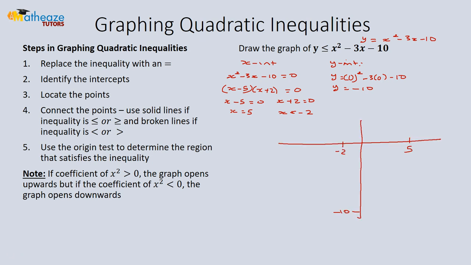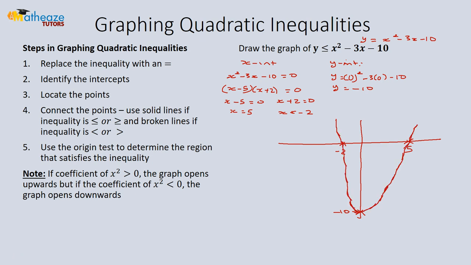So now we have our points. We're going to plot our points: x-intercept, x-intercept, y-intercept. So now our next thing to do is to join the points together with a line. Now we need to figure out if it's going to be a broken line or a solid line. Because we have an equal to in the inequality here, we're going to have a solid line.